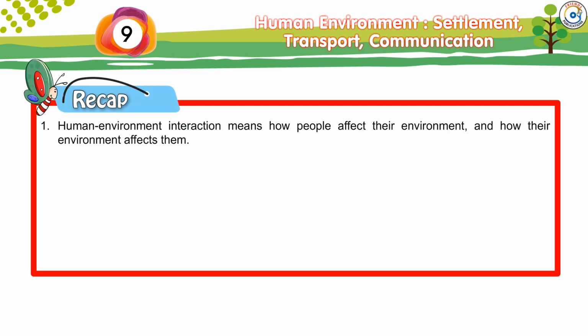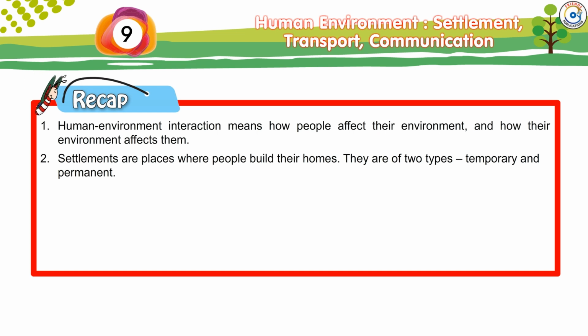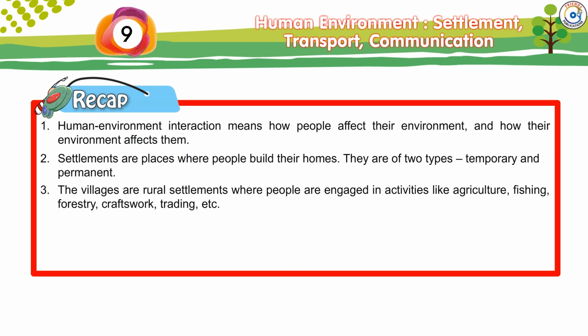Recap. Human-environment interaction means how people affect their environment and how their environment affects them. Settlements are places where people build their homes. They are of two types, temporary and permanent. The villages are rural settlements where people are engaged in activities like agriculture, fishing, forestry, crafts work, trading, etc.